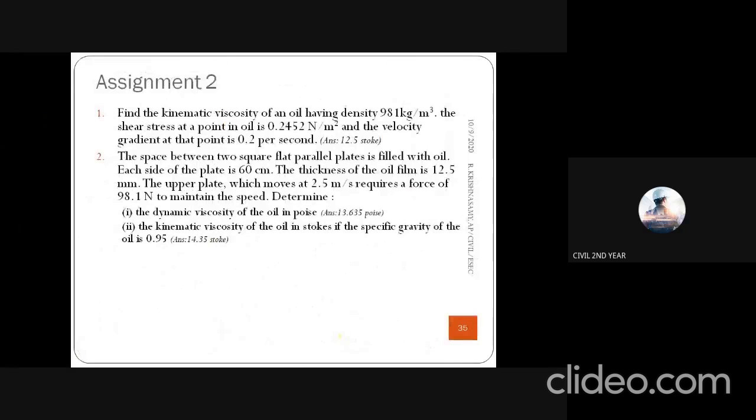So let's take an example for your further preparation. Consider this assignment number 2 for your GATE preparations. Kindly note it down, take a screenshot, and solve it yourself. If you have any doubt, you can ask me in the next classes.